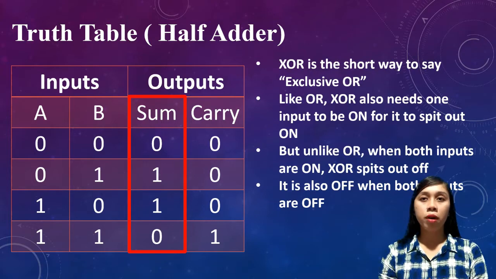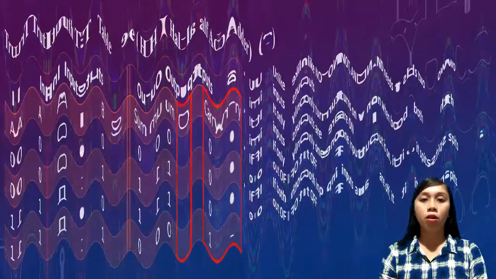So for us to better understand how we come up with this one, let's discuss the XOR. So the XOR is the short way to say exclusive OR. Like OR, XOR also needs one input to be on for it to spit out on, but unlike OR, when both inputs are on, XOR spits out off. And it is also off when both inputs are off.